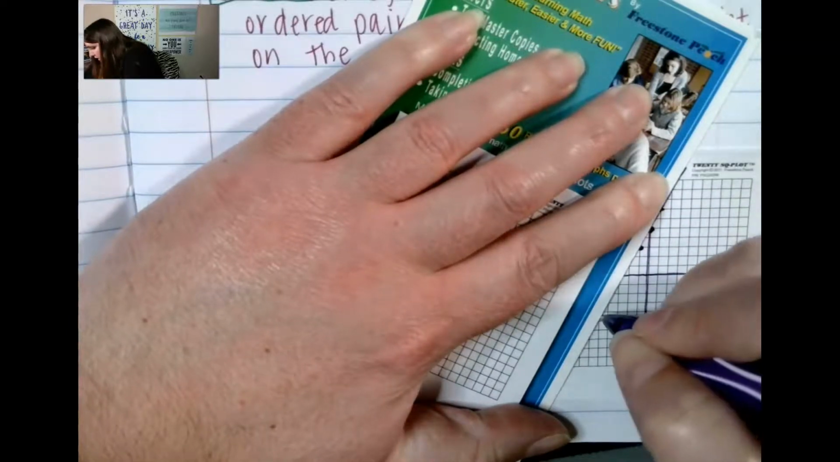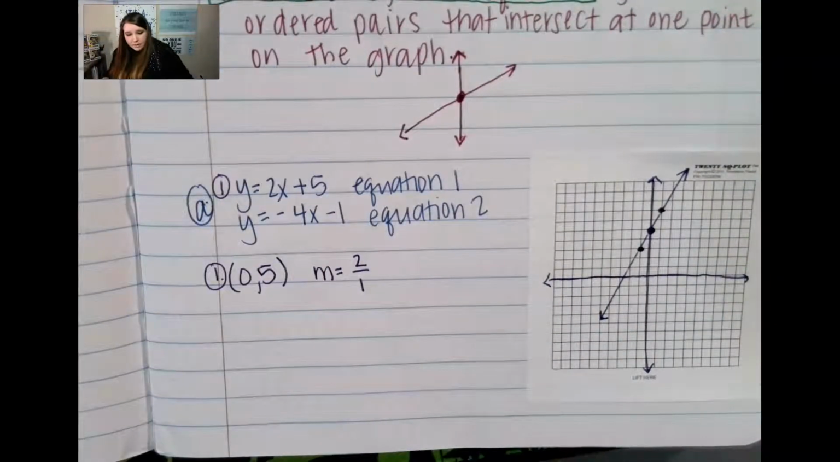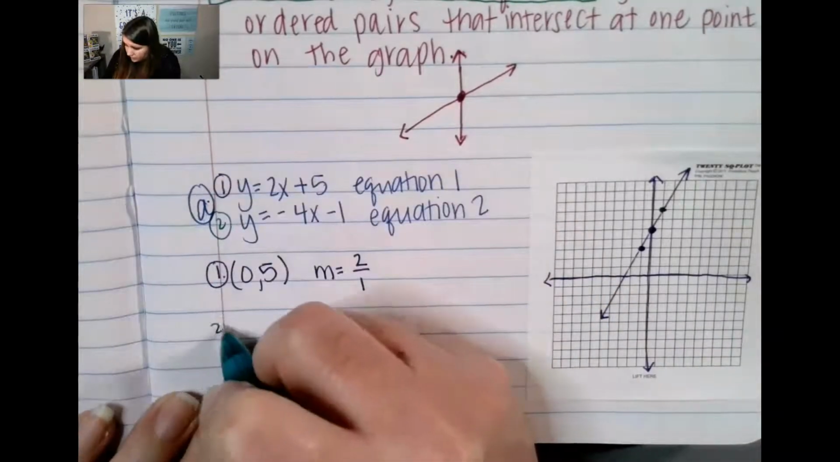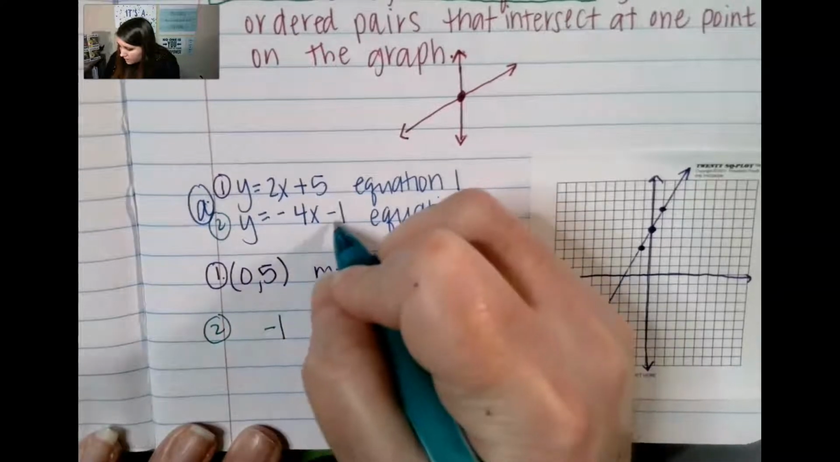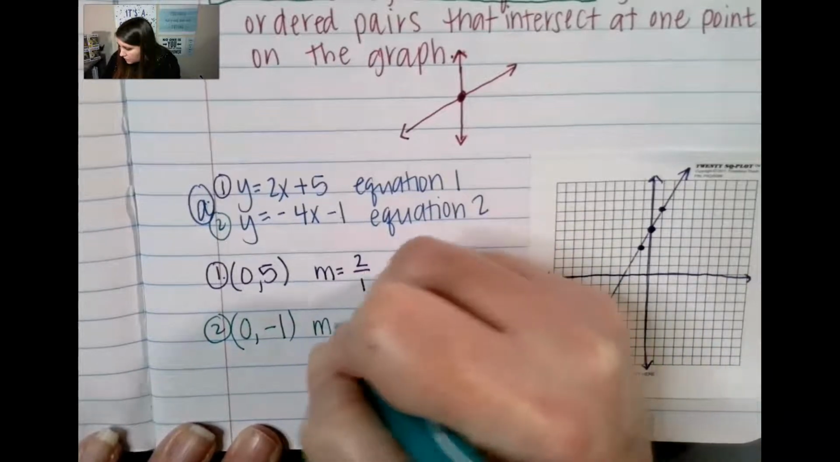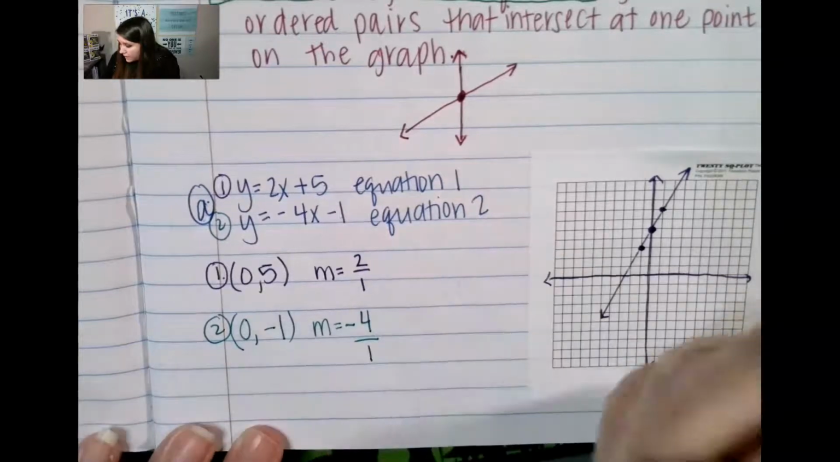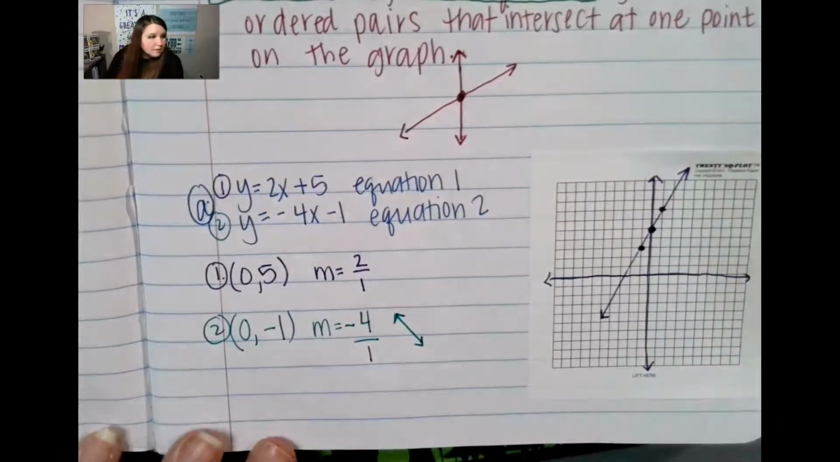So here is the line for number 1. Okay, now we're going to look at our line for equation number 2. So equation number 2, it starts at negative 1, so negative 1 with x being 0. And then our slope, so m, our slope is negative 4 over 1. So that means our slope is going to go at an angle going downward.